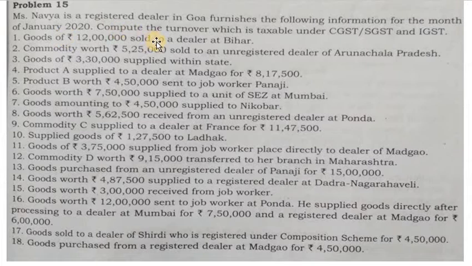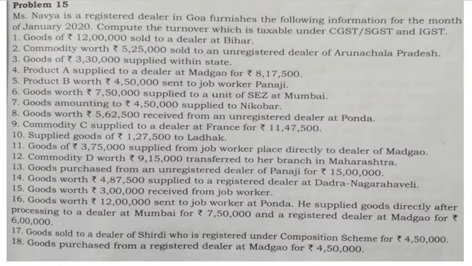Goods of rupees 12 lakh sold to a dealer at Bihar. So goods worth rupees 12 lakh are sold to a dealer at Bihar. Bihar is another state, Goa is another state. So this is between two states, so it is an interstate transaction. So the turnover will be taxable under IGST.